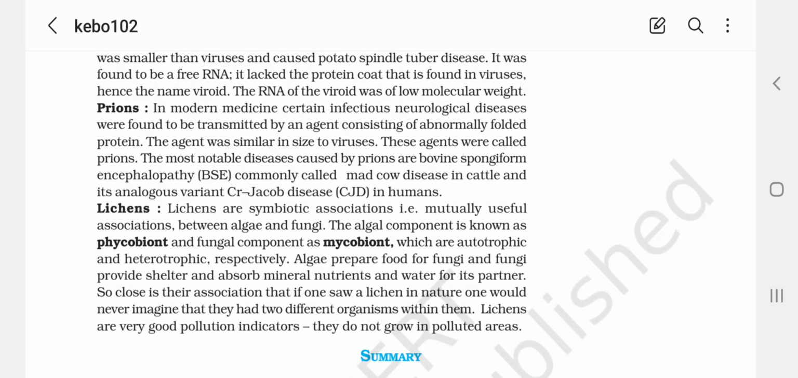Lichens. Lichens are symbiotic associations, that is, mutually useful associations between algae and fungi. The algal component is known as phycobiont and the fungal component as mycobiont, which are autotrophic and heterotrophic respectively. Algae prepare food for fungi, and fungi provide shelter and absorb mineral nutrients and water for their partner. So close is their association that if one saw a lichen in nature, one would never imagine that there were two different organisms within it. Lichens are very good pollution indicators. They do not grow in polluted areas.